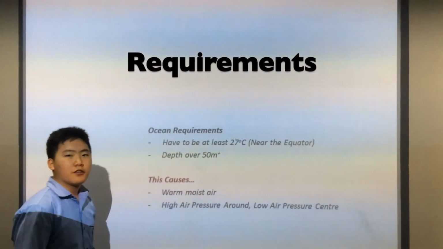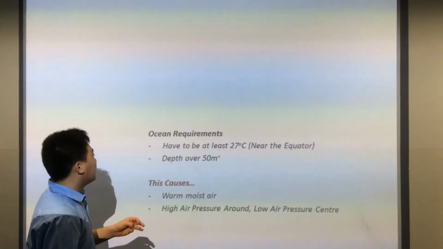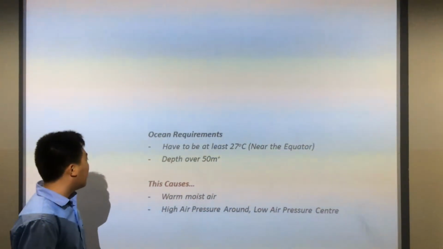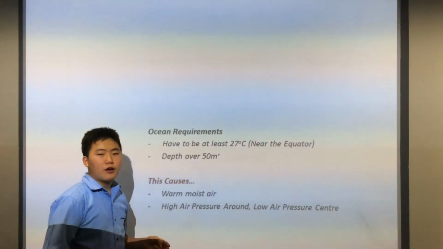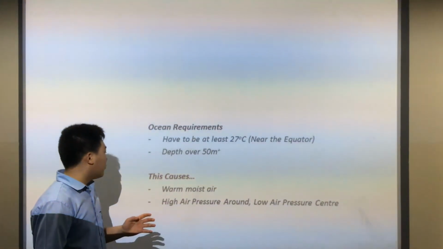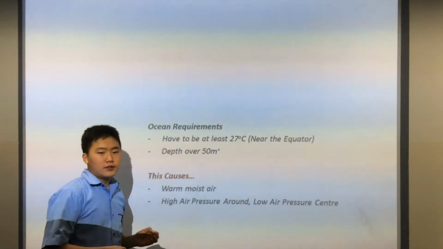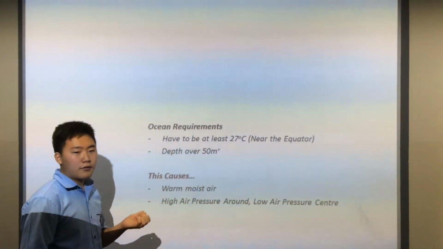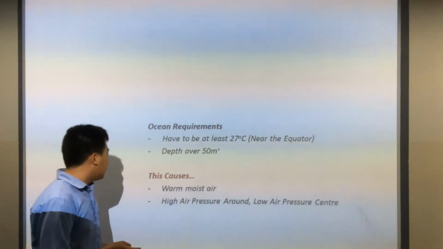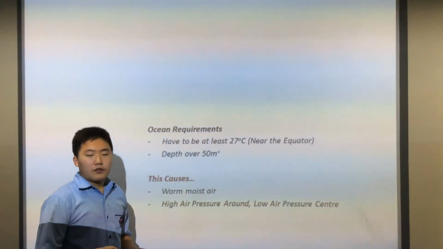In order for tropical storms to form, they need 2 ocean requirements: the ocean needs to be at least 27 degrees, and the depth of the ocean must be at least 15 meters. This causes the air to be warmer, and the water evaporates, making the air warm and moist. It also causes high air pressure around the tropical storm and low air pressure in the center of it.